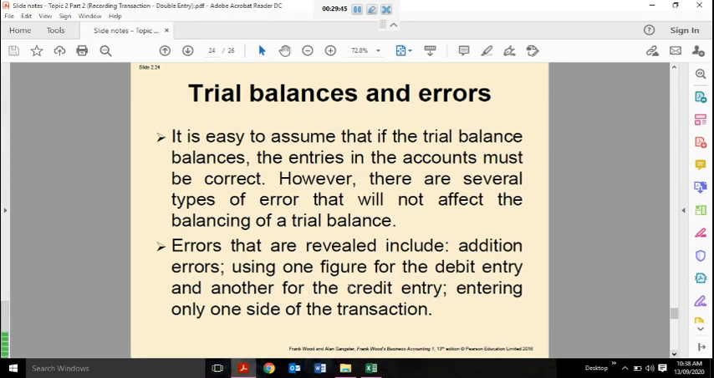But the errors that are revealed include addition errors, using one figure for the debit entry and another for the credit entry, and entering only one side of the transaction. So these are among the errors. Like the misconception just now that I've shown, one figure for debit and another for credit. Another one, if you only record one side and forget the other side. These are among the errors that usually happen, and this can only be traced when you prepare the trial balance.